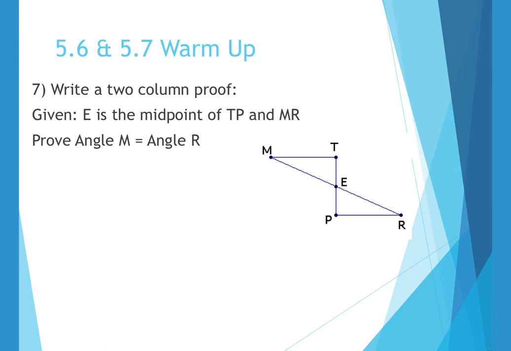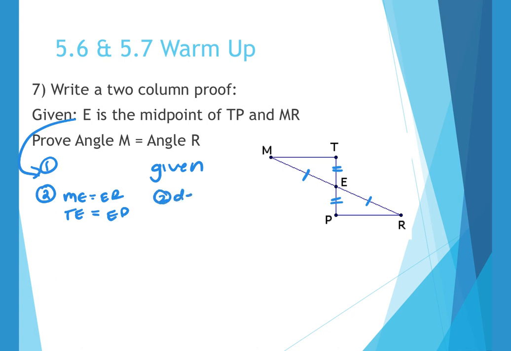All right, and then the last one, it says E is the midpoint, so that's my given. E is the midpoint of TP and MR. So then you have to prove that ME and ER are congruent. So ME equals ER and TE equals EP, and that's the definition of a midpoint.